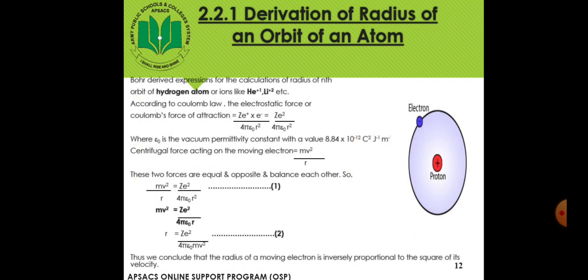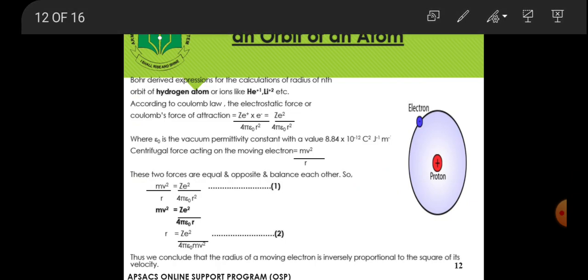Students, let's discuss this topic. 2.2.1, it is the derivation of the radius of an orbit of an atom. It's a very important topic. It comes as a long question. So let's discuss this topic.